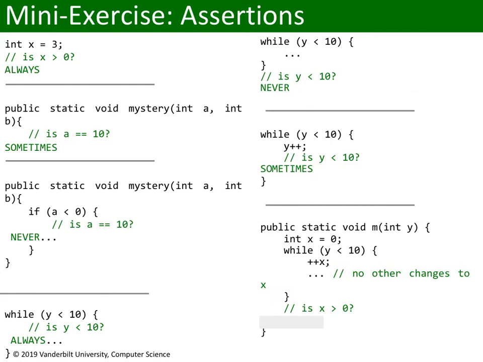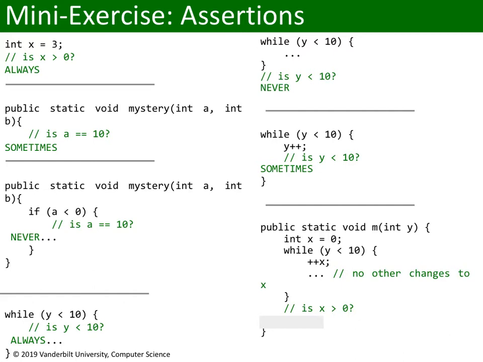And finally, we have a value inside of a method. So we're attempting to find and make assertions about the value of x. We're passing in the value y. So inside here we are initializing x to 0. And then we have a while loop. While y is less than 10, we're going to increment x, and then we're not going to do anything else to it. And then at this point in the program, is x greater than 0? Always, never, sometimes.